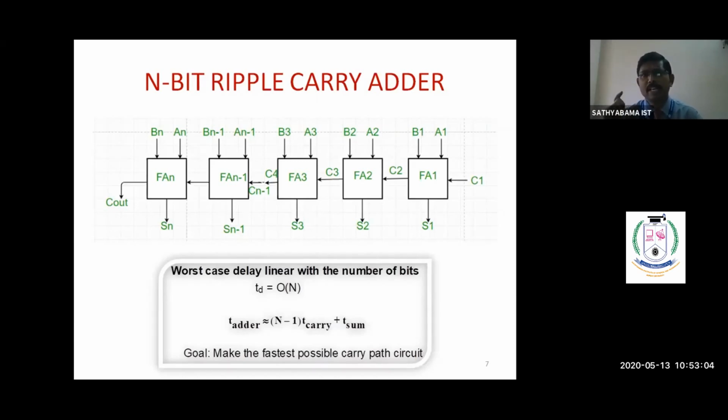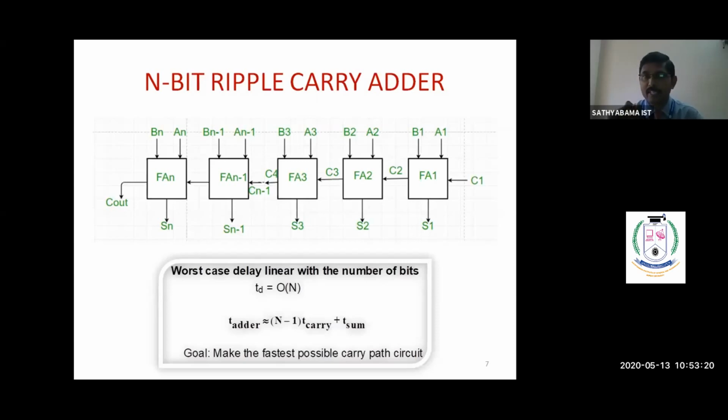Suppose both the data are 64-bit. If we use the ripple carry adder concept, we have to add 64 full adders and connect them in cascade.